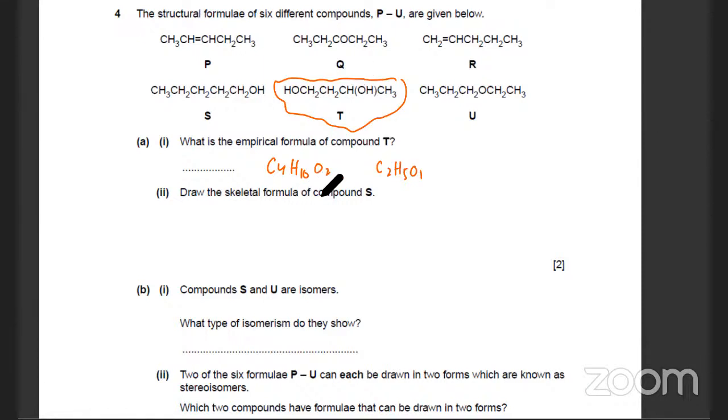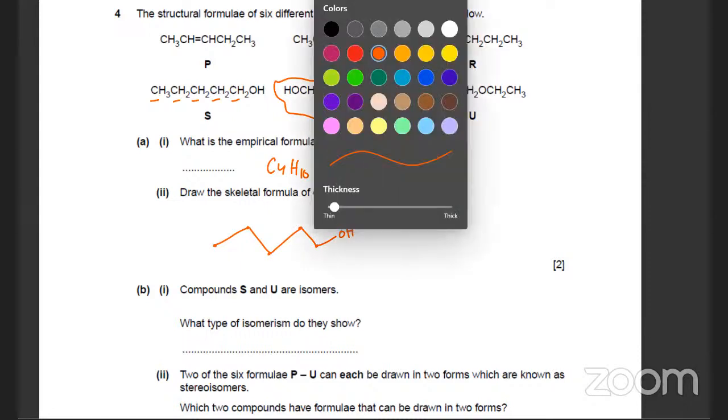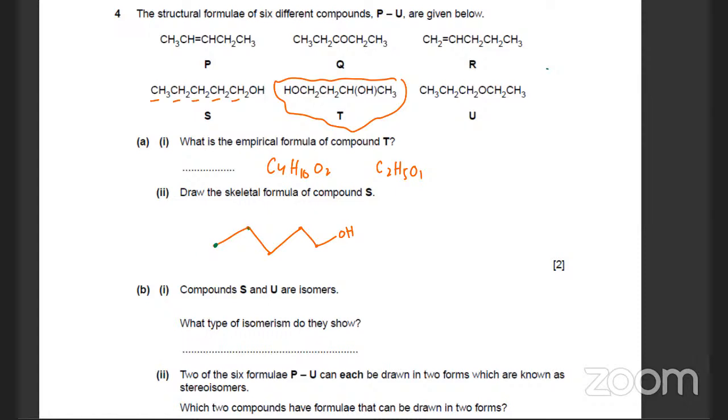And draw the skeletal formula of S. So S is how many carbons? That's 1, 2, 3, 4, 5. So skeletal formula 1, 2, 3, 4, and 5. And on the 5th carbon, there's an OH. So remember all these points on the chain: 1 carbon, 2 carbon, 3 carbon, 4 carbon, and 5 carbon. Those are your 5 carbons, and there's an OH that's attached on the last one.